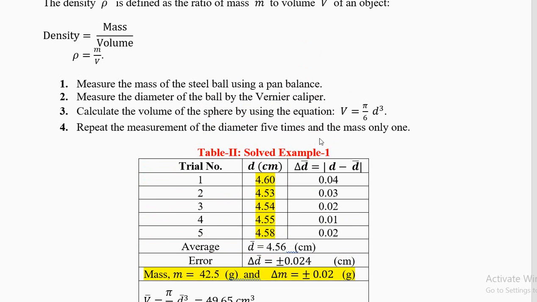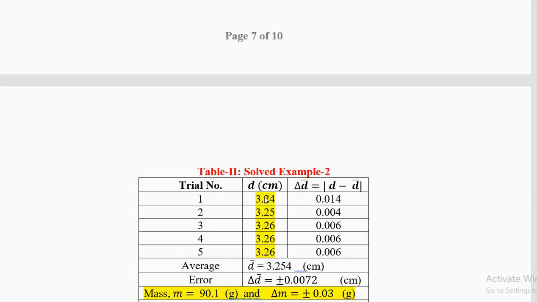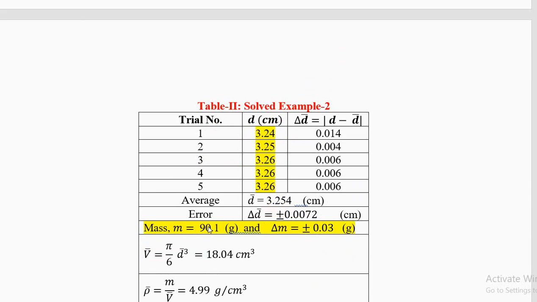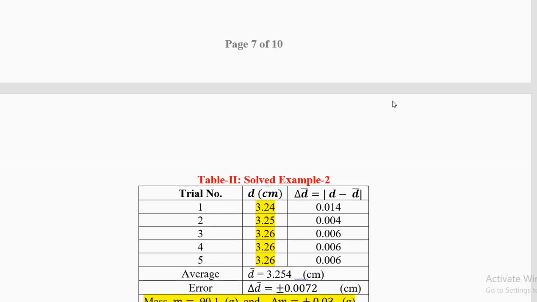Now this was your first example 1. Now let's look at example 2. Example 2, the diameter is changing, the mass is also changing, and the delta m is also changing. Why is delta m changing? Because we have changed the balance. So please do not think that delta m is plus or minus 0.02. It will keep changing from balance to balance, from model to model, company to company. And the mass depends on the object, not on the model of the balance.